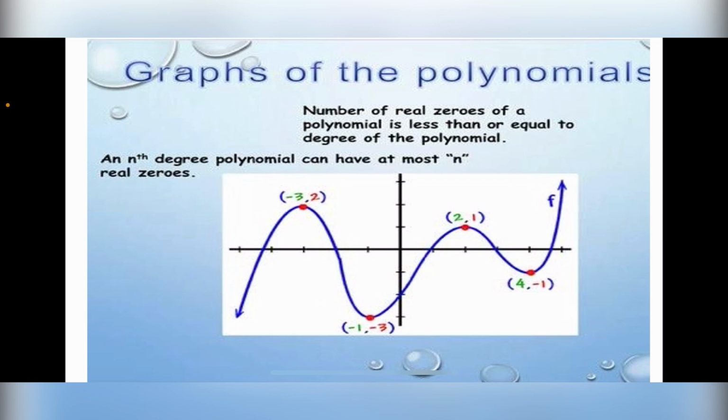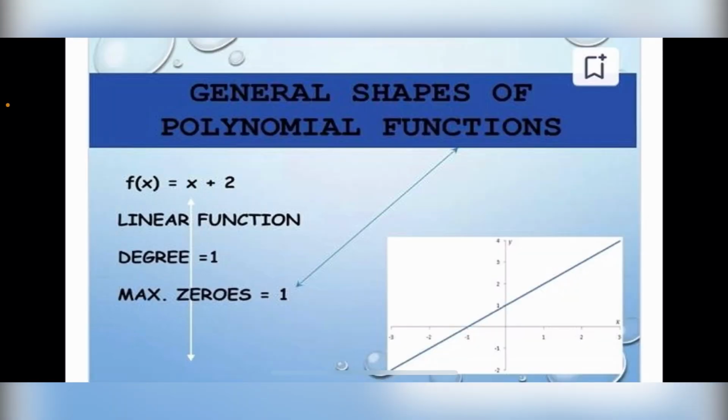Graphs of the polynomial. The number of real zeros of a polynomial is less than or equal to the degree of the polynomial. An nth degree polynomial can have at most n real zeros. Here, this line passes through the x-axis and touches it on the negative side, at minus 4. It only touches at one point, so the maximum number of zeros is 1.